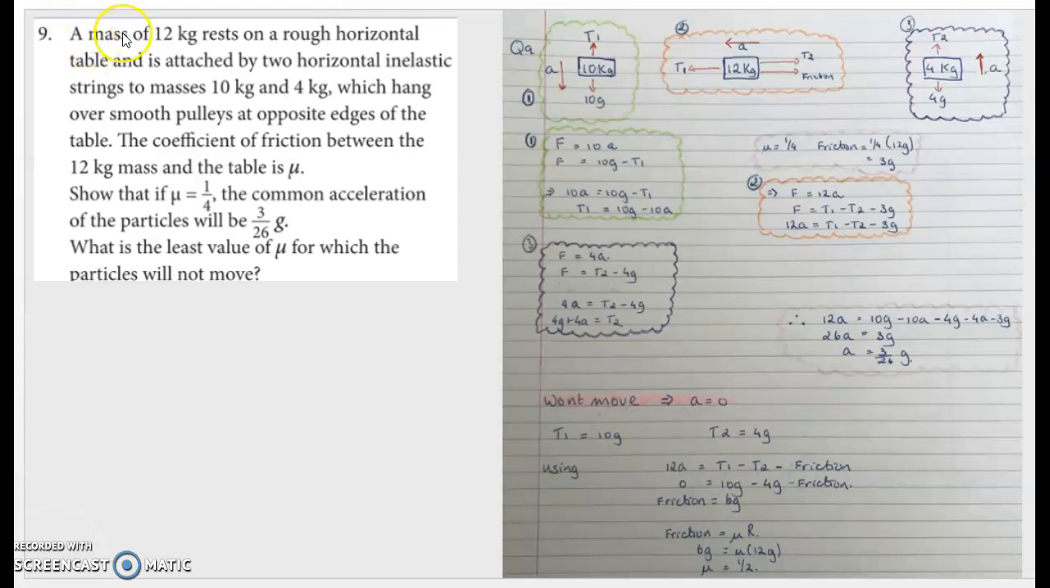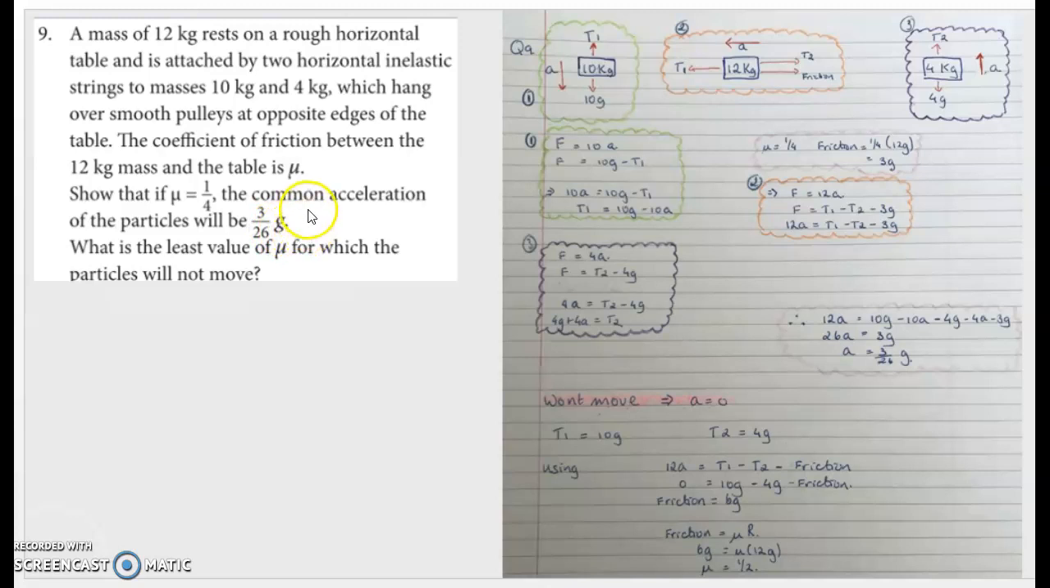So in question 9, a mass of 12 kilograms rests on a rough horizontal table and is attached by two horizontal inelastic strings to masses 10 kilograms and 4 kilograms, which hang over smooth pulleys at opposite edges of the table. The coefficient of friction between the 12 kilogram mass and the table is mu. Show that if mu is 1/4, the common acceleration of the particles will be that, and what is the least value of mu for which the particles do not move.